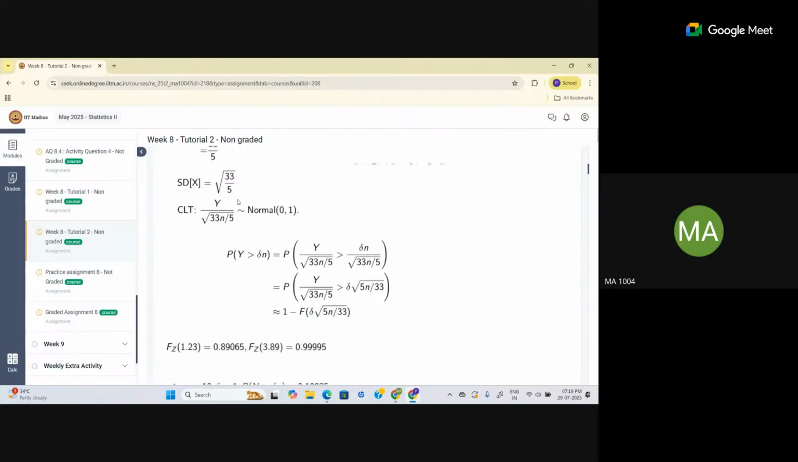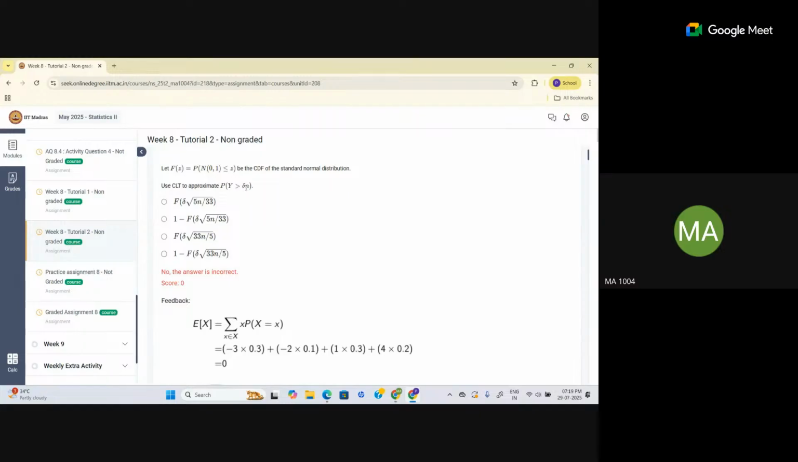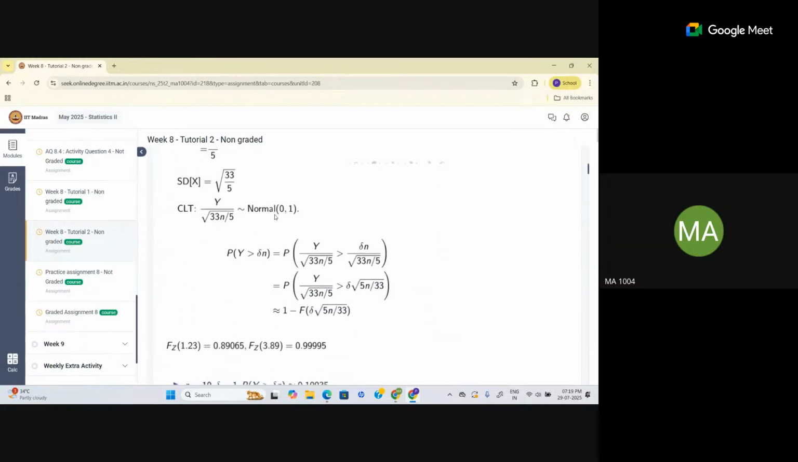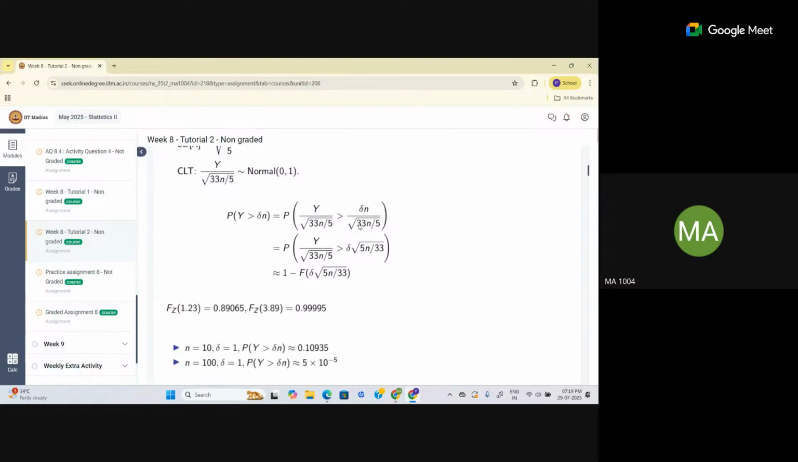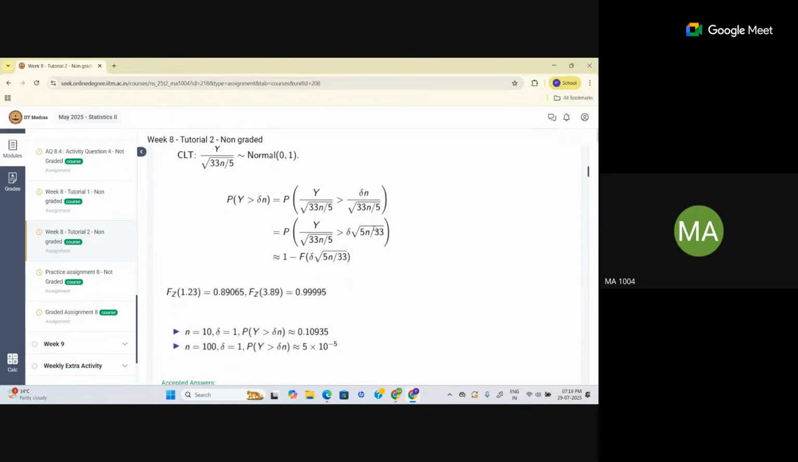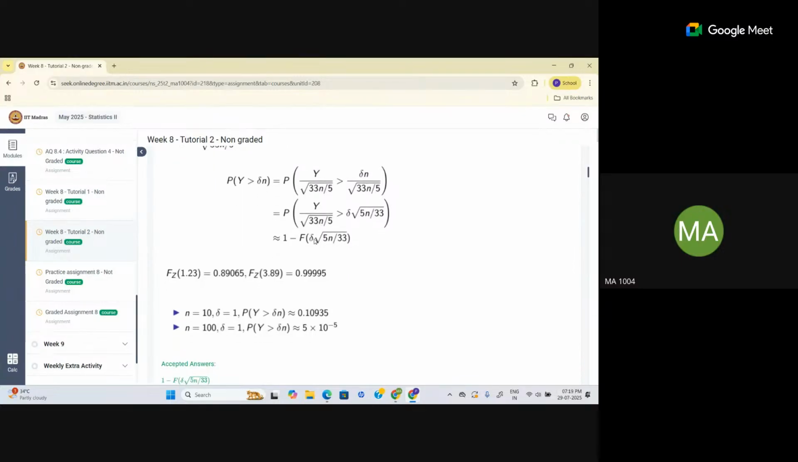The same thing here, we have delta n. Here also you have to subtract the mean and divide by the standard deviation, because you have to balance the equation. Whatever changes you make on this side, you have to do on the right hand side also. So it will be minus 0 divided by root 33n by 5. When you solve it, this will become Z, greater than delta n times this value, and this will be converted into the CDF of the standard normal.